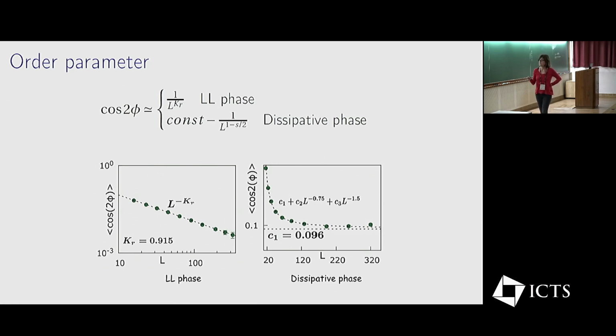And these are the results of our numerical simulation of Langevin dynamics, where you see that for smaller alpha we find results compatible with this prediction, and for stronger alpha we see that this order parameter converges towards a constant.